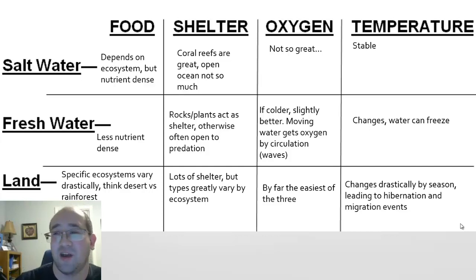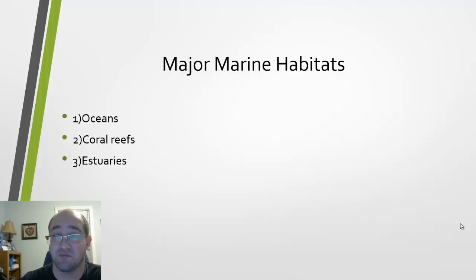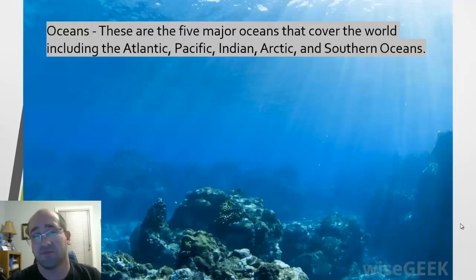Well, hopefully. And then the last is temperature. Saltwater is pretty stable. Freshwater can change a lot, and it can freeze, which means certain things can't live in the same section of the environment it lives in, depending on the season sometimes. And then on land, it's drastically different by season, which leads to things like hibernation and migration events. So oddly enough, the most stable of those is saltwater. If you notice, it may not be the best in terms of getting oxygen, which you need, but everything else is pretty stable. So the three major marine habitats are oceans, coral reefs, and estuaries.